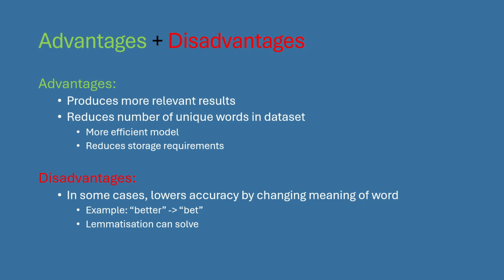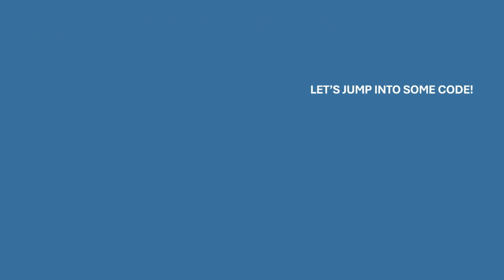An example of that is better will be truncated into bet, which means that the word bet, which obviously won't be truncated at all, and the word better, which will be truncated into bet, will be seen as the same thing. But they have completely different meanings, which can be an issue. But this is something that lemmatization can solve, which is similar to stemming, but it adapts words based on their meaning. We'll talk more about lemmatization in another video.